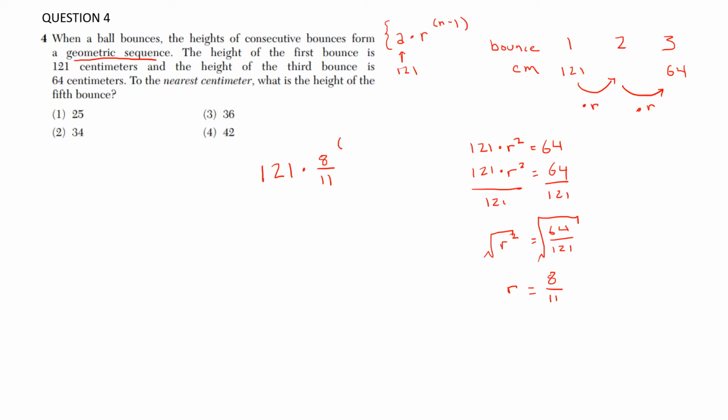And now we're trying to find the fifth bounce. So the fifth term of the sequence, n equals 5. 5 minus 1 up here. So let's do that. Let's raise it to the fourth power and multiply that by 121. And that gives us a value of 33.85. Now it's telling us to round to the nearest centimeter, and our answer is 34.